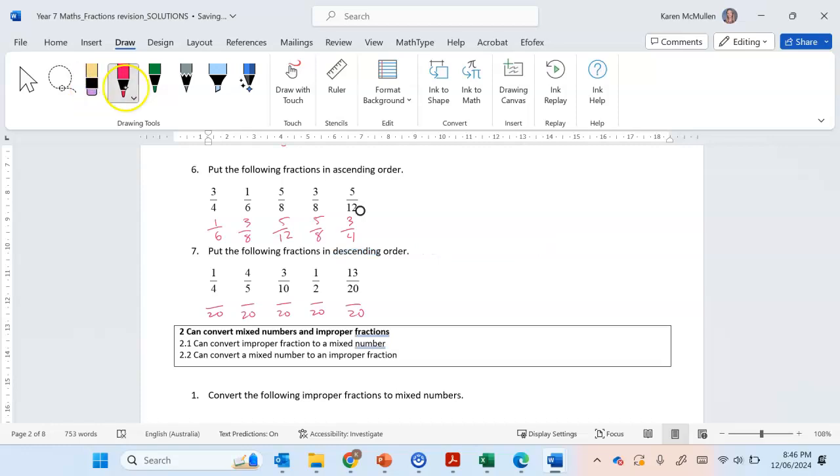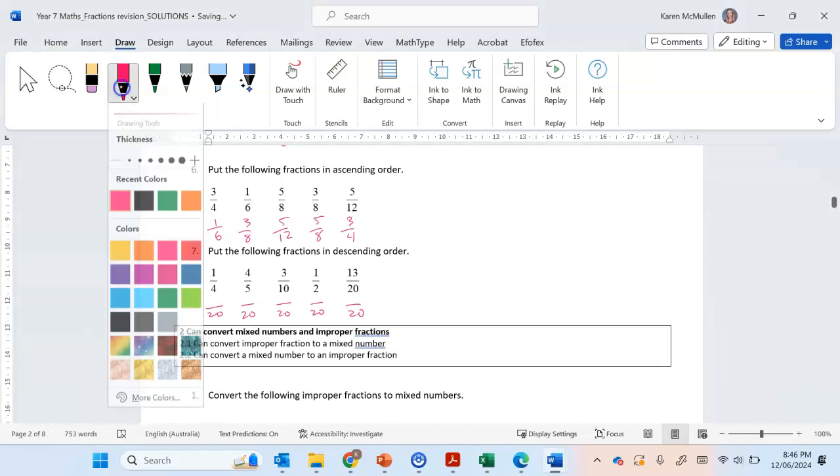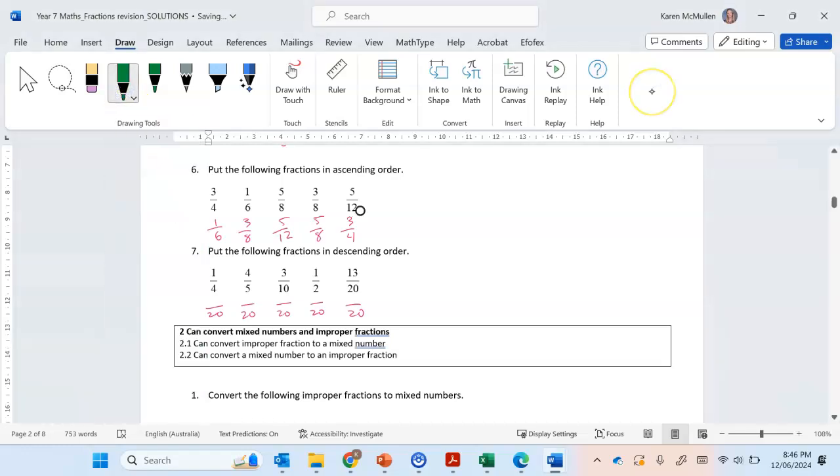All right, so let me just do this in a different color. I'll do it in green. All right, so what did I multiply the 4 by to get to 20? I multiplied it by 5. Then the 5 I multiplied by 4. The 10 I multiplied by 2. So you'll notice whatever I'm doing to the bottom, I'm doing to the top of the same fraction, and then the last one's the same.